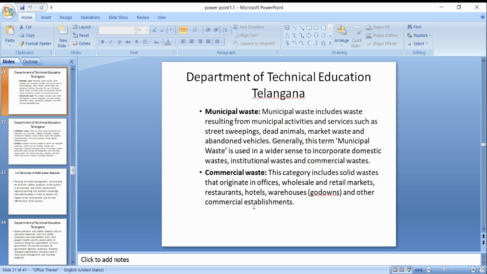Commercial waste. This category includes all solid waste that originates from offices, wholesale and retail markets, restaurants, hotels, warehouses, and other commercial establishments. The waste coming from offices, retail markets, restaurants, and godowns is all considered commercial waste.